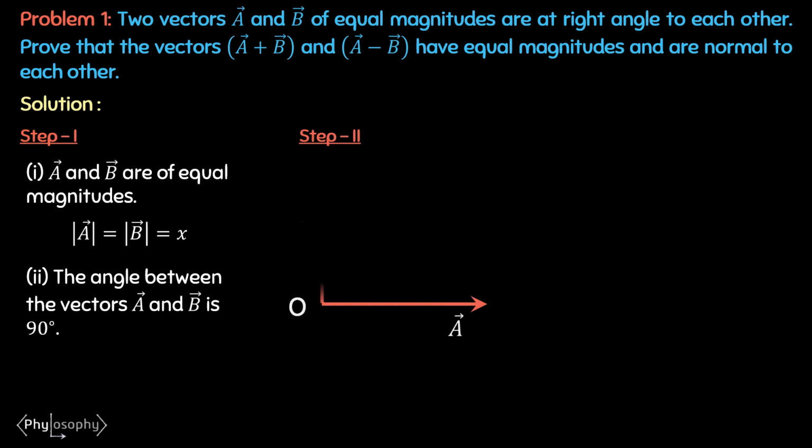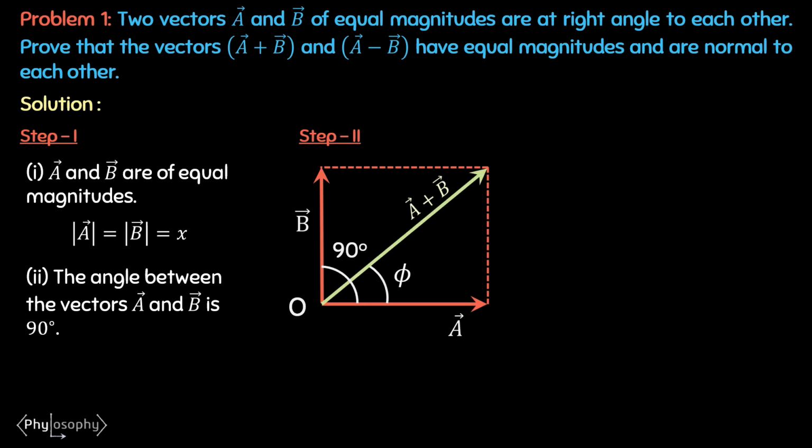So let us draw the two vectors a and b from the point O, and the angle between a and b is 90 degrees. Now if you draw parallel lines of a and b, then they will form a rectangle, and the diagonal of this rectangle will represent the resultant vector of a and b, that is a plus b, and let this diagonal make an angle phi with the vector a.